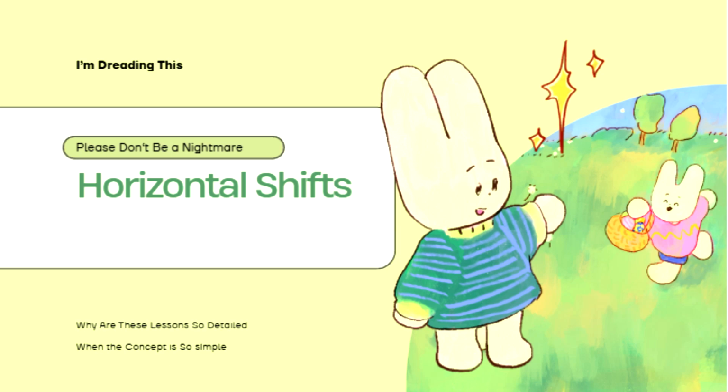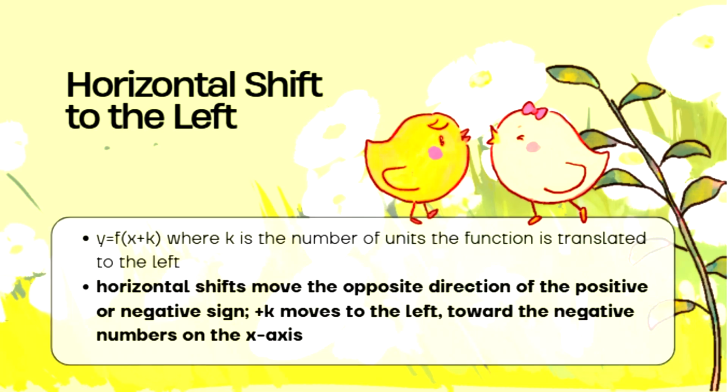Trying to find some level of motivation for this. This was like the most annoying lesson to prepare. This is, I don't even know, Unit 3, Lesson something, horizontal shifts. It's the exact same thing we did in the last lesson, but instead of moving up and down, we're moving left and right, and it just takes forever to teach you something very simple.